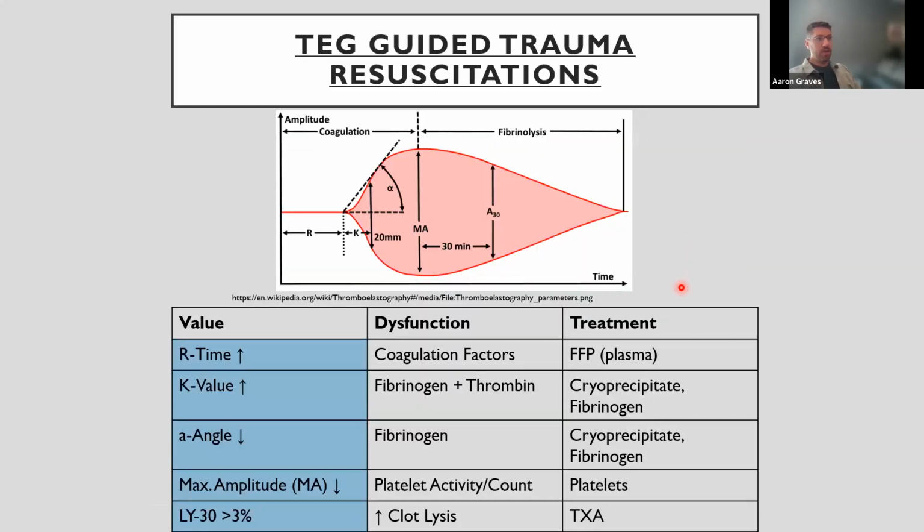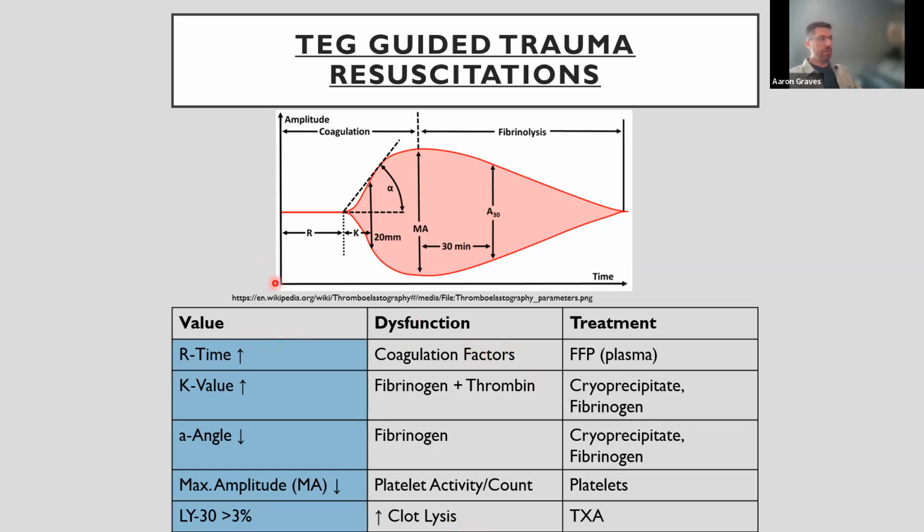So in hospital, these would actually be given a numerical value. You would be able to look at the image if you wanted, but these are given in a numerical value to be measured against standard values. So how we are able to use this, again, if we look at the R time, the K time, the angle, the maximal amplitude, and how much has lysed in 30 minutes, we can determine what part of the clotting process is deficient or is missing something.